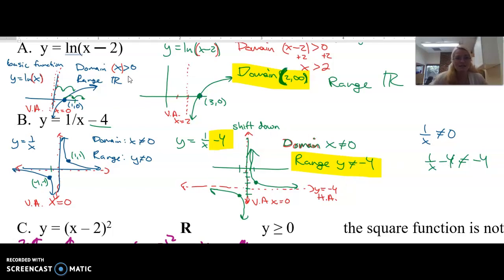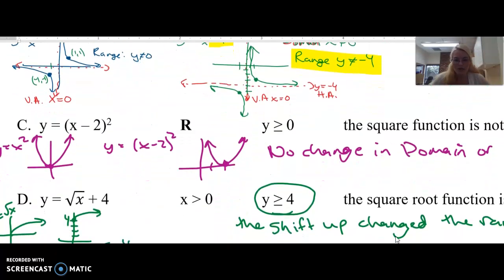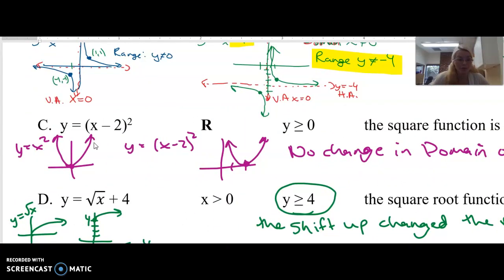All right, so that's an example of a horizontal shift. This is an example of a vertical shift. You can see a few other ones that I've already worked out here. So C and D, let's just quickly talk through them. So C is your parabola. y equals x squared is the basic function. That has a domain of all real numbers and a range of y going from 0 to infinity.